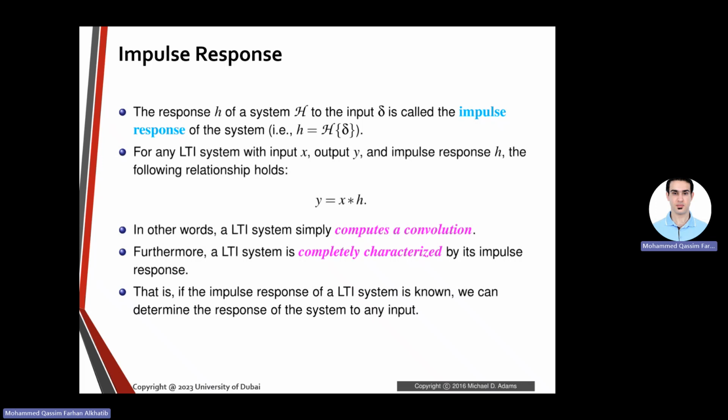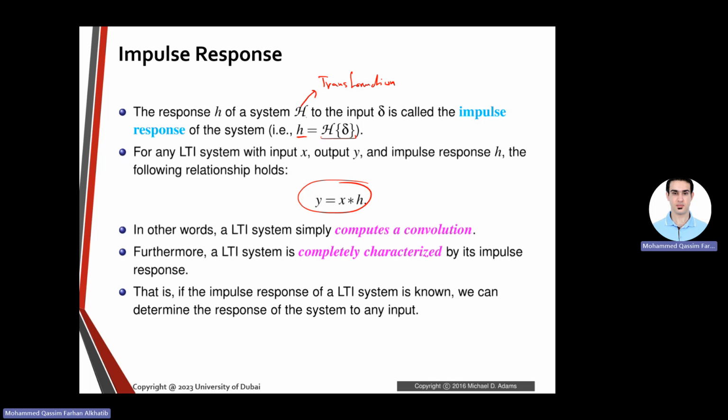The response h of a system to the input delta, a certain system, so the input delta is called the impulse response of the system. So in this case, h equals the transformation of delta. For any LTI system with input x, output y, and the impulse response h, this is the relationship between all these variables.